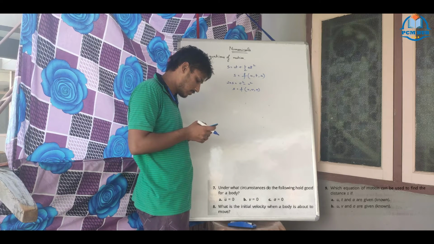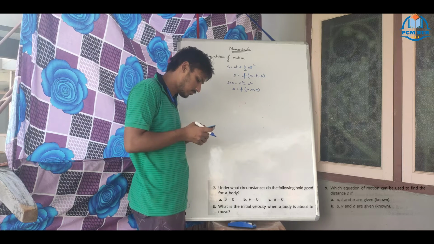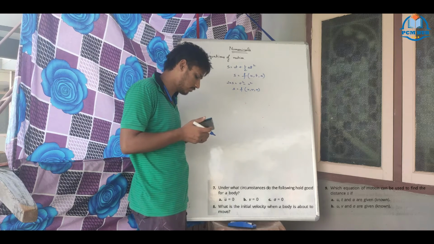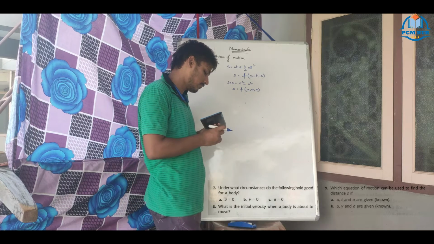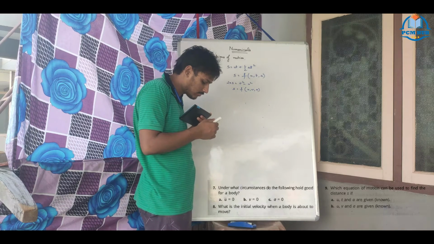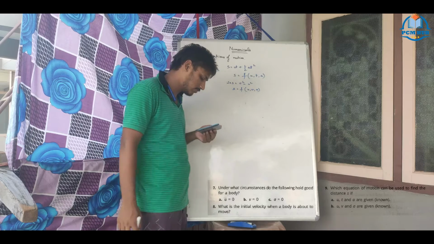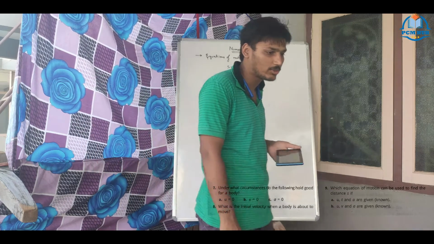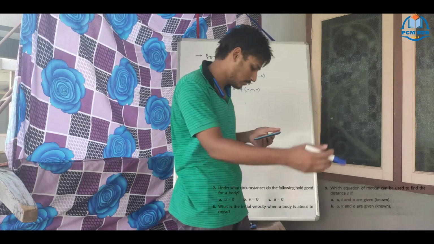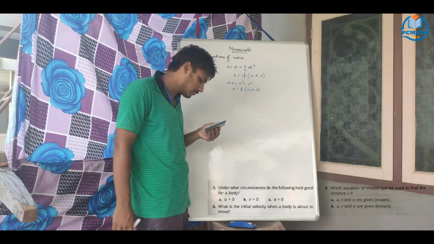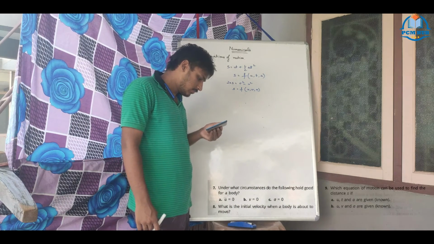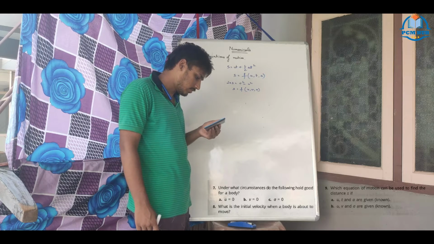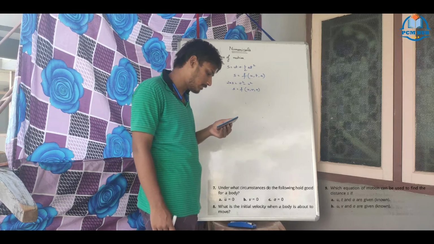Find the acceleration of the body. The acceleration of the body is equal to what? V minus U by T. Correct. Acceleration of the body is equal to V minus U by T. That option, you tick it. Which option is that? V minus U by T, it is option B.